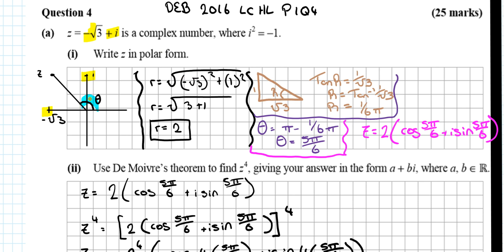We first need to find the reference angle here because it's not in the first quadrant, which is annoying. If it's not in the first quadrant, we need to find the reference angle. Just drawing out our little right angle triangle that I've gotten, I know this length is root 3 and this length is 1.